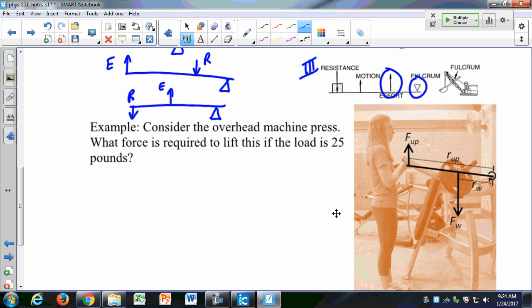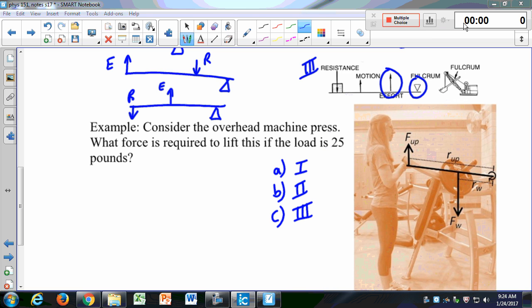Let's do it as a clicker question. Is this lever a first class, a second class, or a third class lever, A, B, or C? What is this lever? Is it a first, second, or a third class lever?